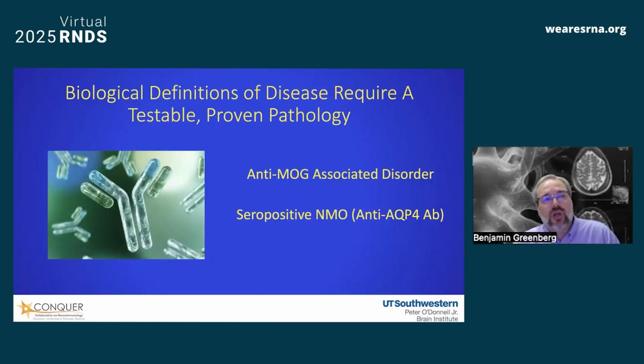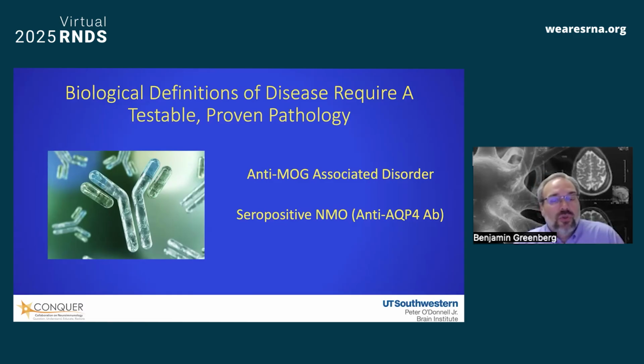So let's focus on biologic definitions of a disease. This requires a testable, proven pathology that has been associated with the symptoms and patterns of inflammation that different patients have. And in our community, there are really only two disorders that fit this criteria. The first is the anti-MOG associated disorder, and the second is the seropositive neuromyelitis optica disorder associated with the aquaporin 4 antibody.